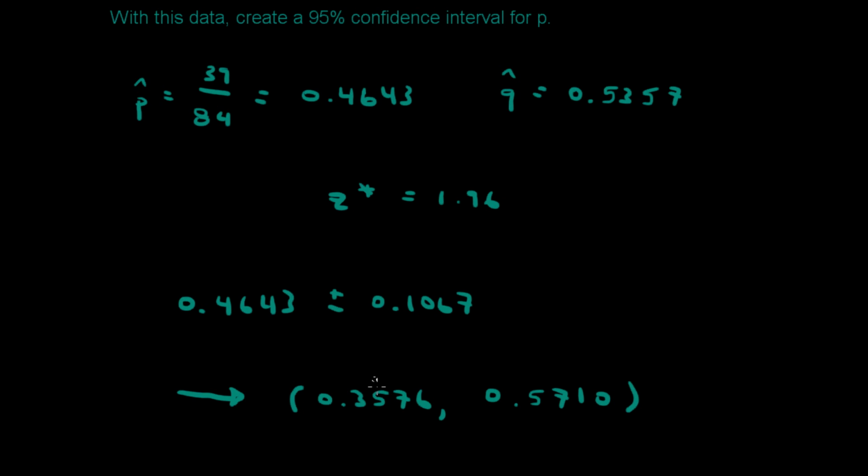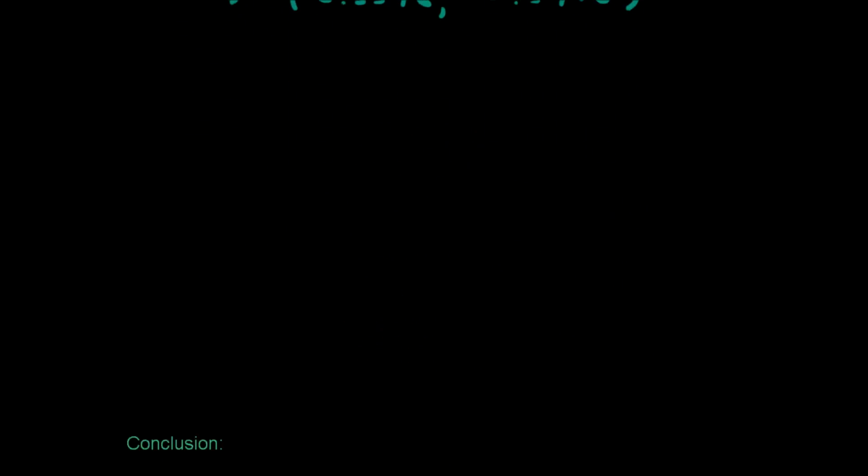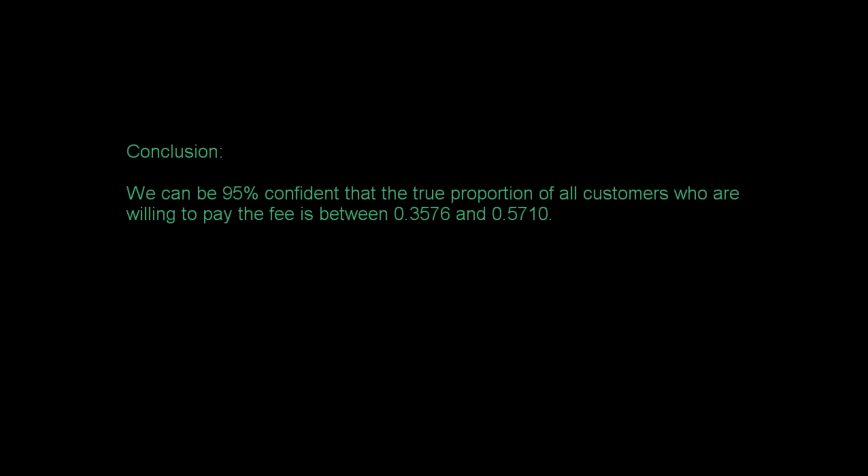I would use the minus sign to get the lower boundary, and the plus sign to get the upper boundary. If you wanted to interpret this interval, your interpretation would look something like this: we can be 95% confident that the true proportion of all customers who are willing to pay the fee is between 0.3576 and 0.5710.